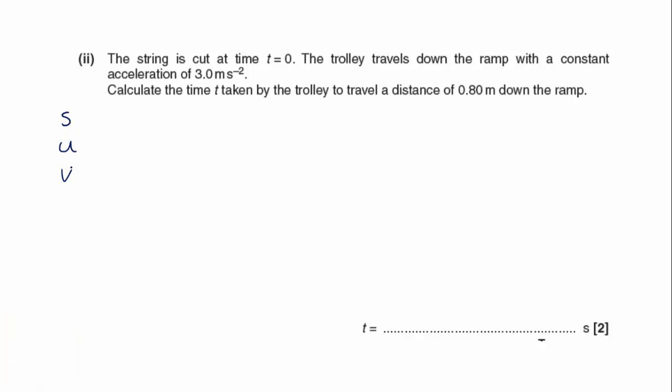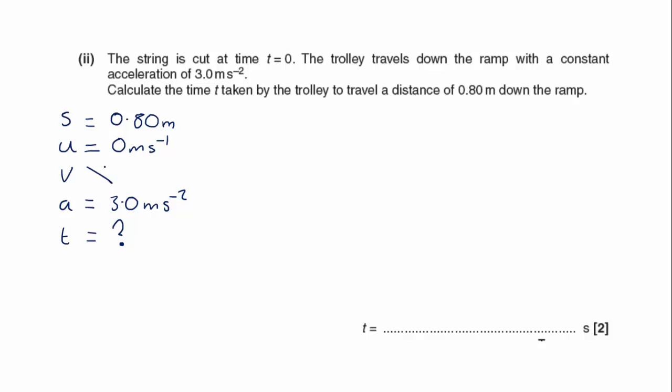So let's write our letters down the side. What do we know? It's cut at time equals 0, but that's not the time we've got to work out. What we do know is because the trolley is being held up there, the initial velocity is going to be 0. We've got the acceleration, which is 3 meters per second squared, and we've got to calculate the time, and the time is when it's travelled 0.8 meters down the ramp.